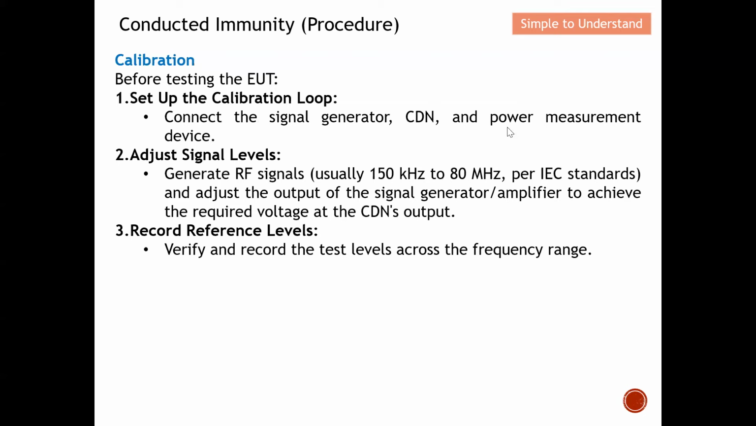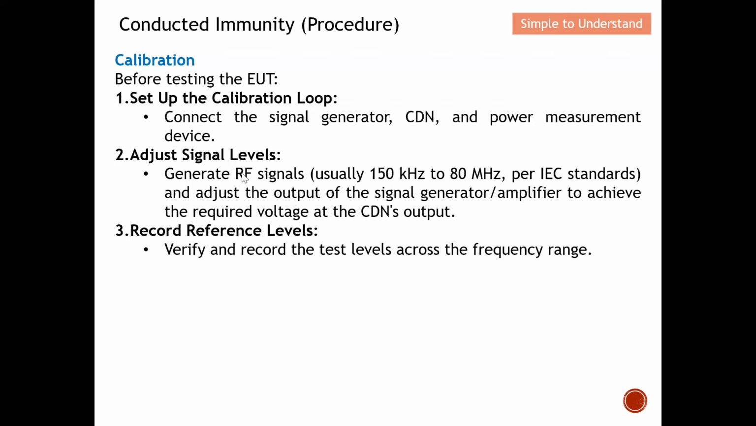Let's say the power is not enough, then this power measurement will create feedback to the signal generator. Since it's not enough, the signal generator will increase the transmission power. So more power will reach the CDN, and from there, more power will be able to reach the EUT. So basically, this provides a form of feedback to the signal generator, as an indicator of whether there is enough power or not.